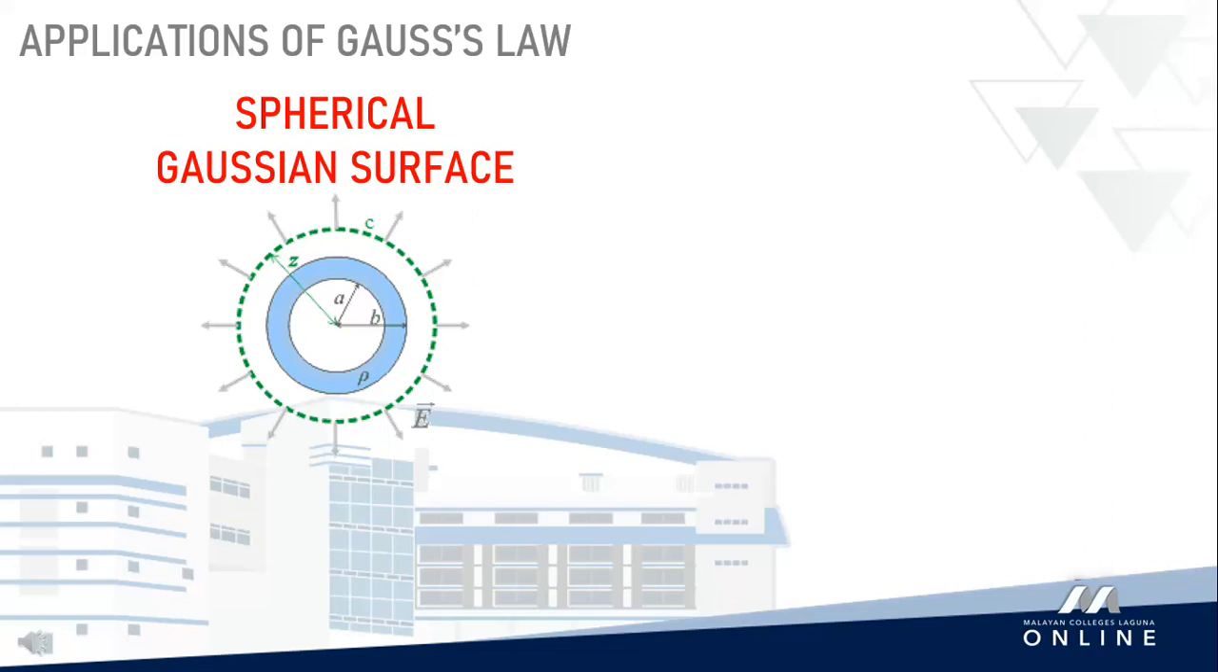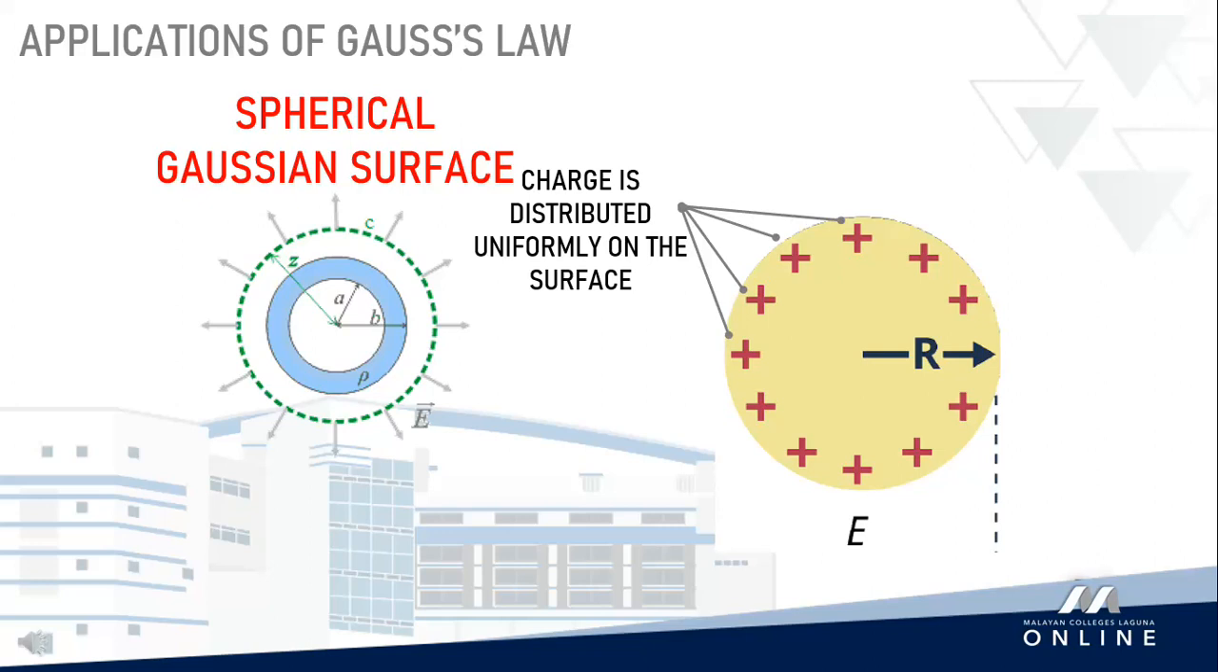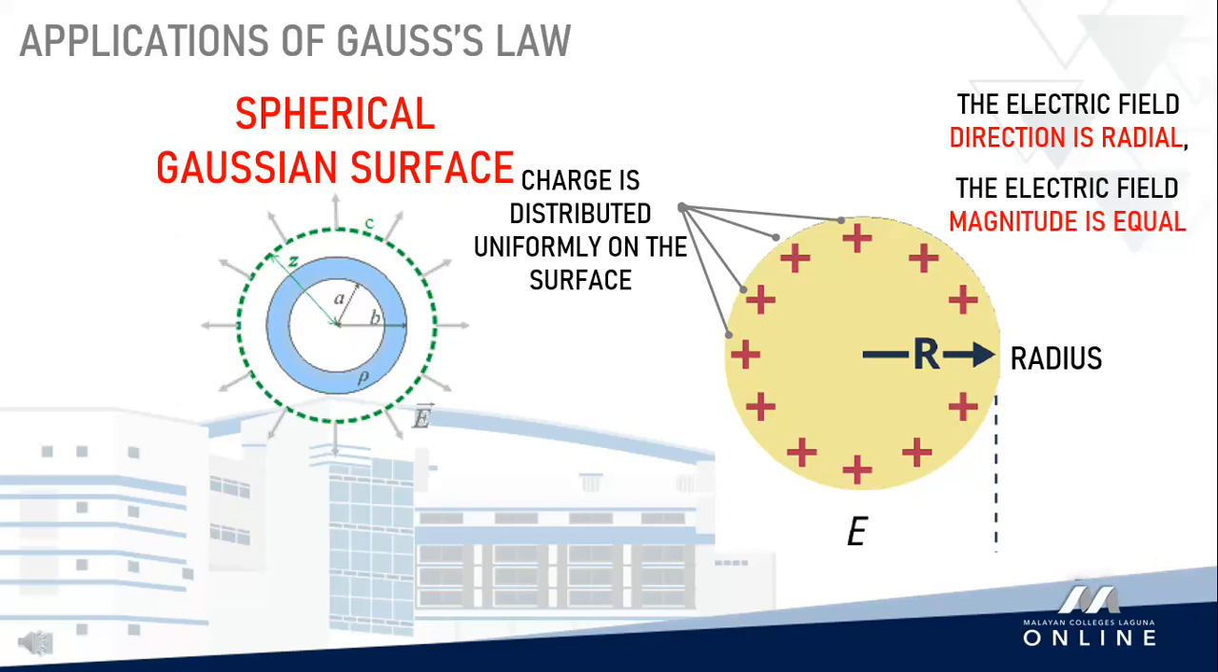For a spherical Gaussian surface, for example, any given point charge or any spherical charge distribution is distributed in a uniform manner on the surface. We know that in a sphere, the radius r is centered on the region. Again, we mentioned that the symmetry is very important in considering a Gaussian surface. What do you think this implies with the direction and magnitude of its electric field? You are right. Throughout the points in our Gaussian surface, the electric field direction is radial, and the magnitude of the electric field is equal.